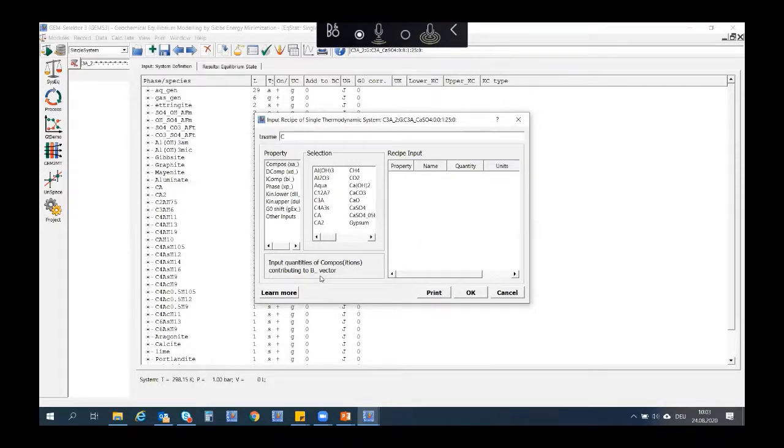We can put here a comment. And I recommend you to use the commenting function because in a few weeks you will not remember what you have done or why you have done it. Here we can select what we want to have in our system. We want to have C3A, calcium aluminate. We want to have water, which is called aqua. And we want to have a little bit of calcium sulfate.